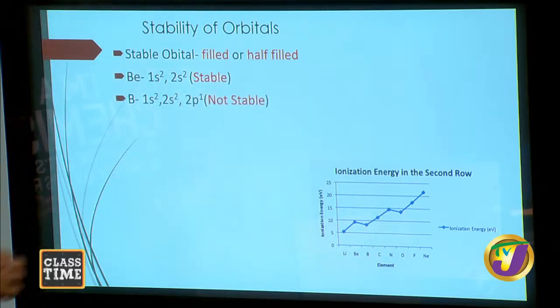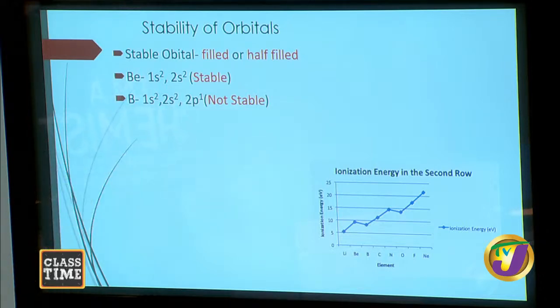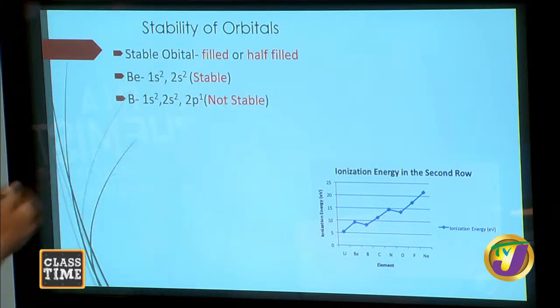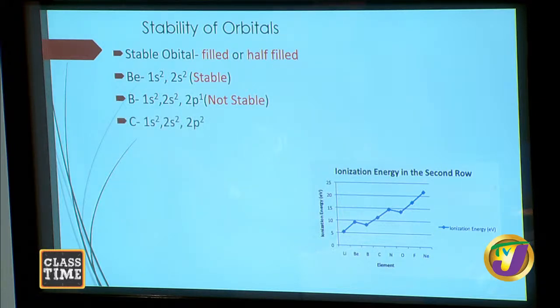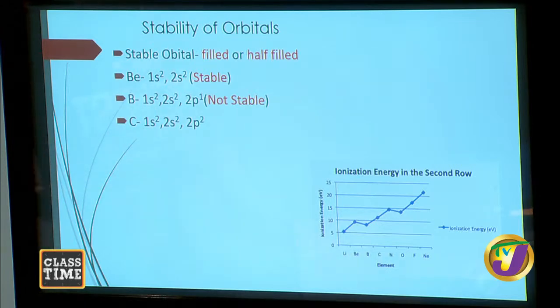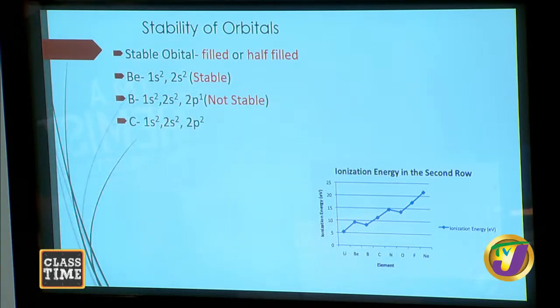With boron, the electronic configuration is 1s2, 2s2, 2p1. Now, the 2p is not completely full, nor is it half filled, so it is not stable relative to beryllium. With carbon, the p orbital, the 2p, is not completely full, nor is it half filled.